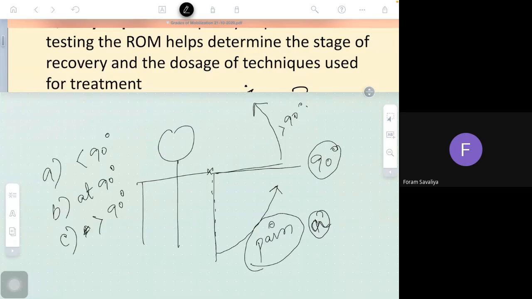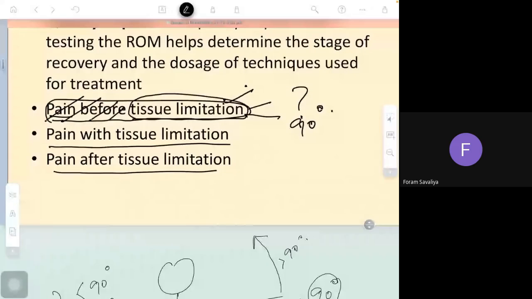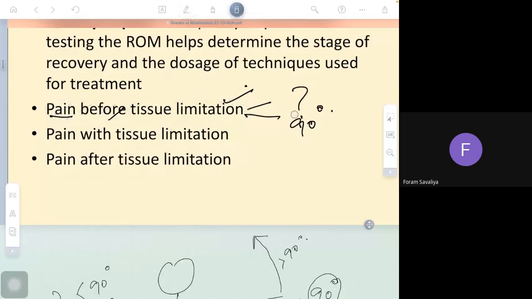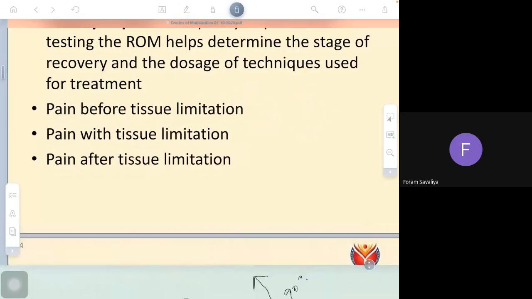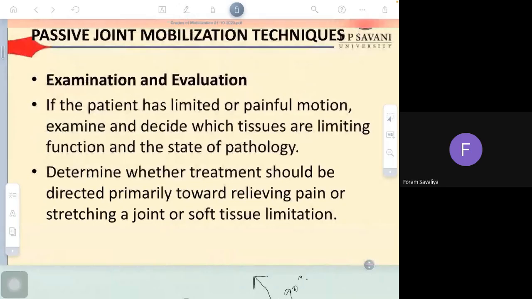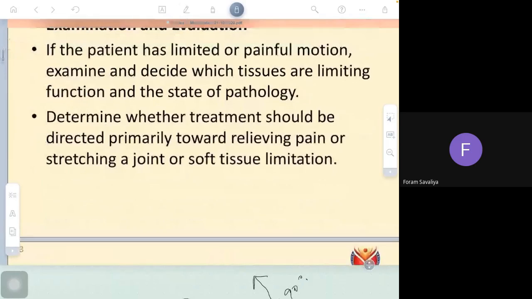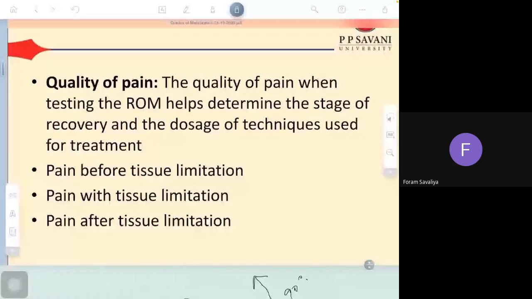Clear? The patient may have pain. You have to assess the quality of pain. First, I have told you that you will determine the reason for limitation of range of motion. In the first slide, we discussed the reasons for limitation of range of motion. If pain is the reason, then you will assess the quality of pain. Then you will check where exactly the pain is.